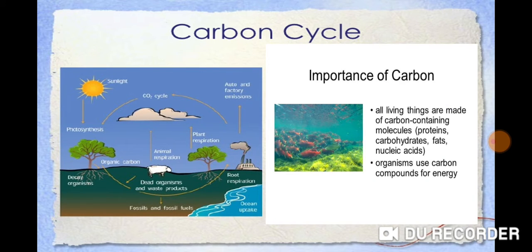Now moving on to the carbon cycle. In the carbon cycle, all living things are made up of carbon. All living things. Carbon-containing molecules basically. For example, proteins, carbohydrates, fats, nucleic acids, all these compounds contain carbon. So the carbon compounds are used as a source of energy in all living organisms. So how does it take place? It is simple. It is not as complicated as it appears to be.